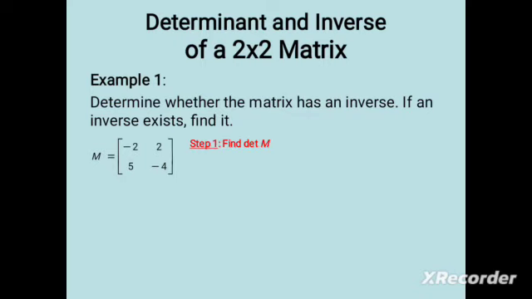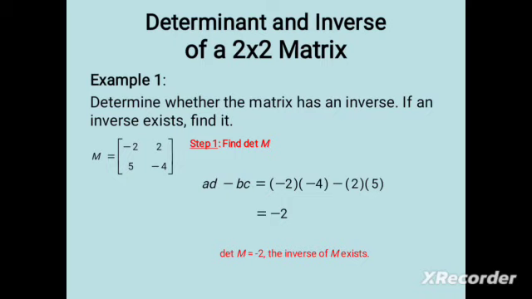So first, we are going to find the determinant of matrix M. And so that is, we get negative 2 times negative 4, then minus 2 times 5. Because if you are following keenly on this lesson, then you know how to find the determinant of a matrix. So determinant of M is -2. That means the inverse exists. And now that the inverse exists, we want to find that inverse.